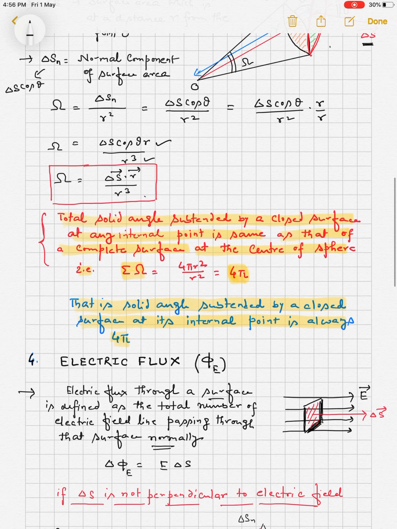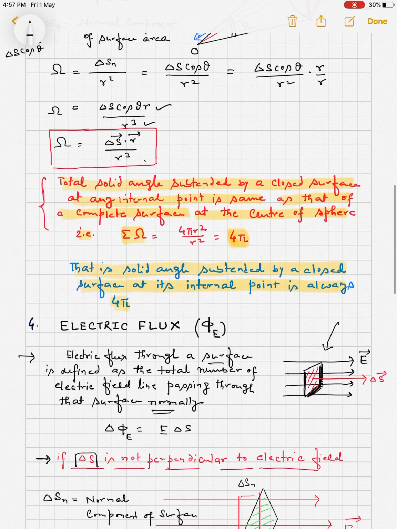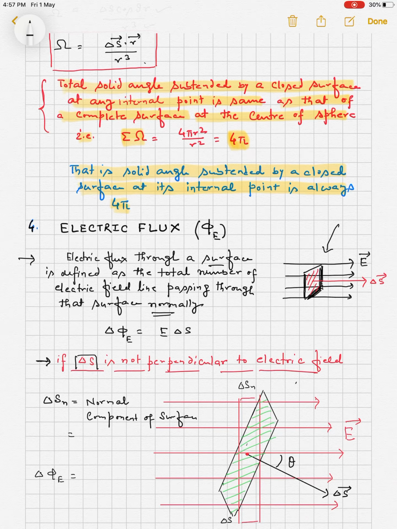Now the second case: if delta S is not perpendicular to the electric field. In the previous case, delta S was perpendicular to the electric field. If it is not, here is the diagram. Here is delta S, which is not perpendicular to the electric field. At this point, the area vector delta S vector is shown, in the direction of the outward drawn normal. It makes an angle theta with the E vector.